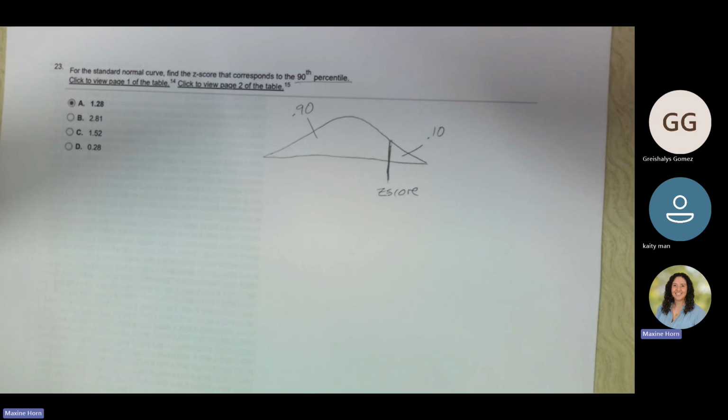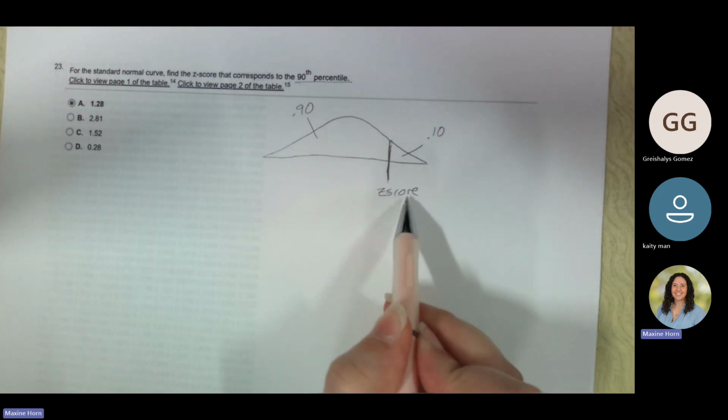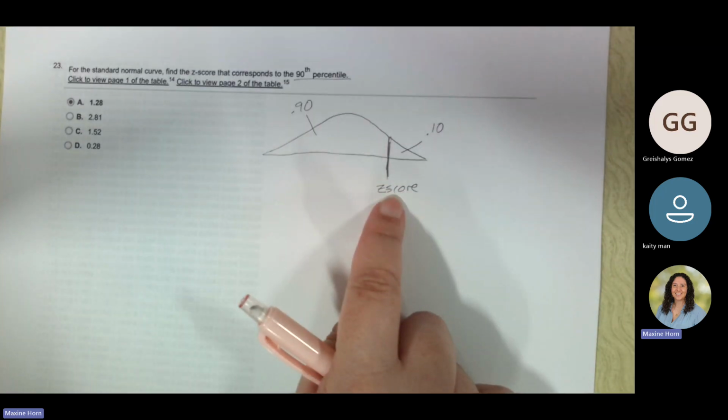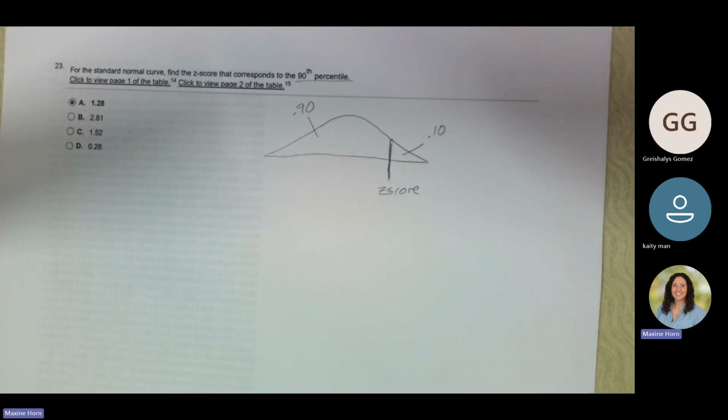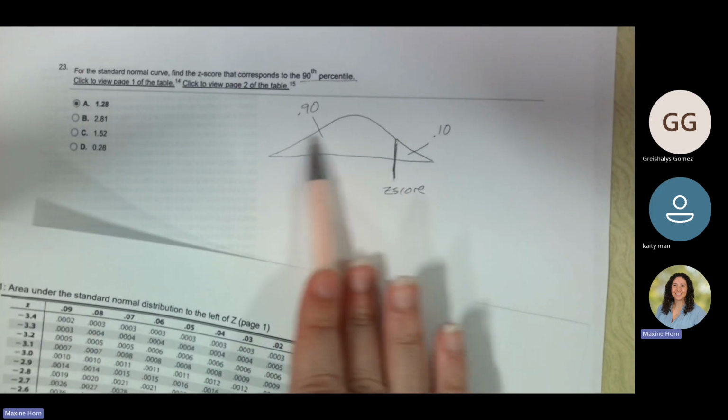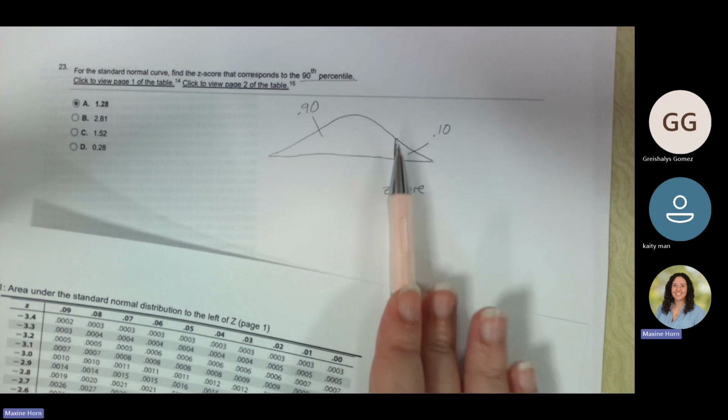Okay, so we're doing this kind of backwards now, right? Because instead of having a z-score and finding the area, we're given the area and we're asked to find the z-score. Let's start by doing that on the table. Which table do I even start with? If this is 0.9, that means my z-score is going to have to be pretty far over here because I'm saying that 90% of the area under the curve is to the left of it. It's going to be a positive z-score, so I'm not going to look at my negative table. I'm going to look at my positive table.